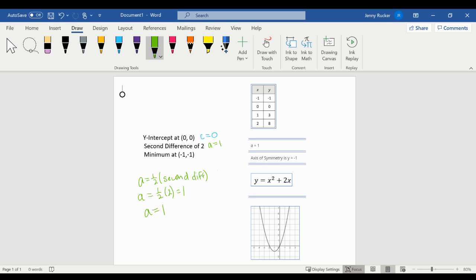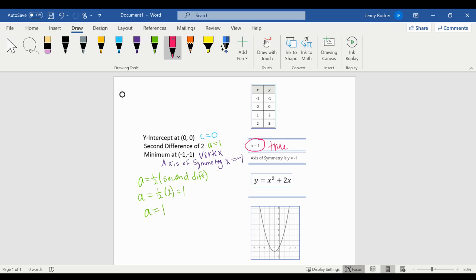My next piece of information is that the minimum is at (-1, -1). This reveals the vertex as well as the axis of symmetry. So my axis of symmetry must be x equals -1. Let's take a look at our choices to see what we can immediately know is true. So here I see a equals 1. That is true. So that is one of our selections.